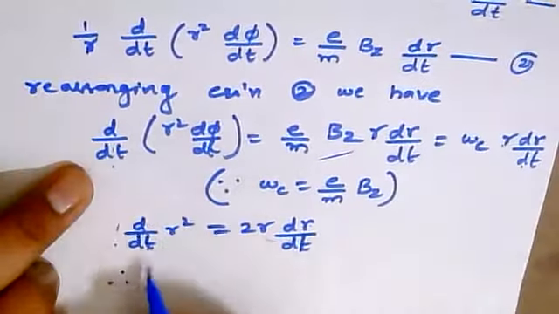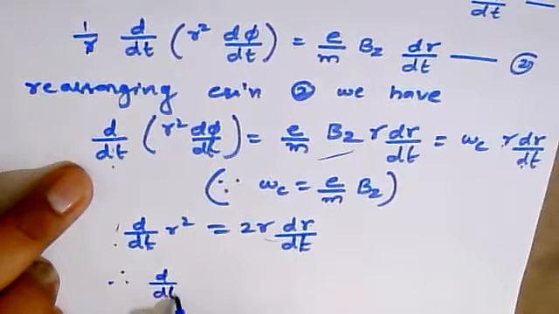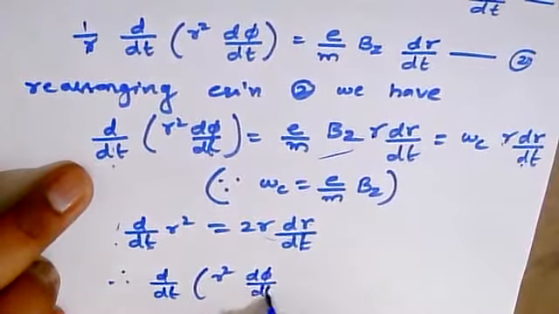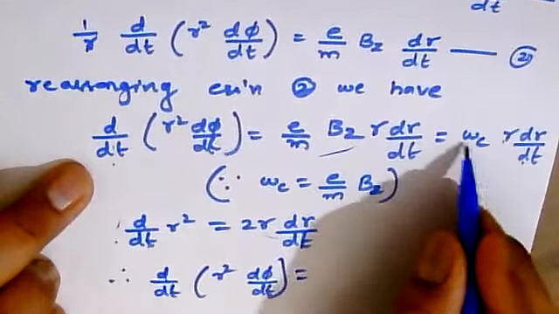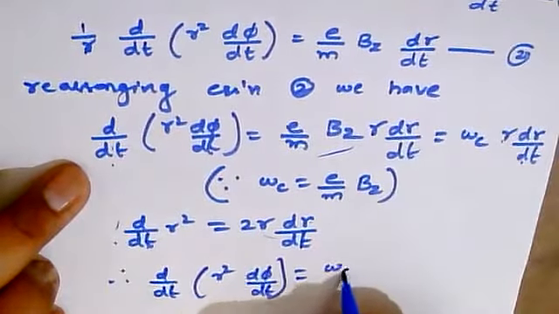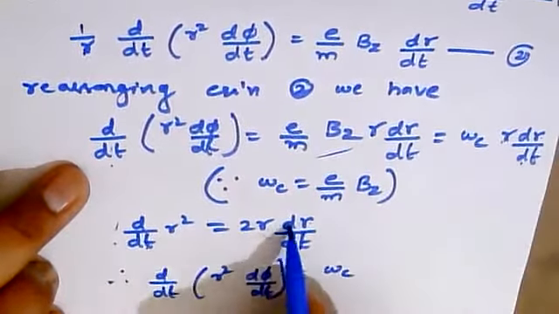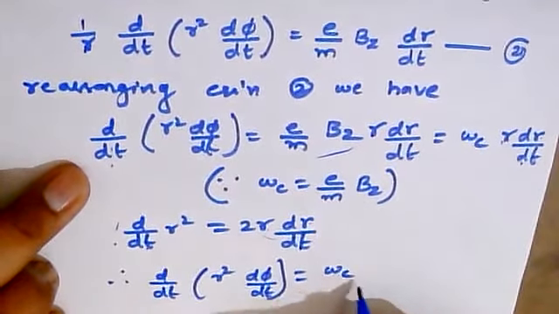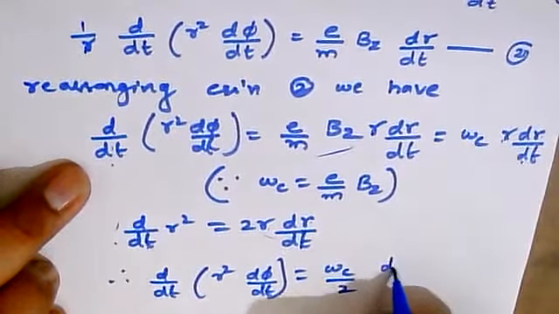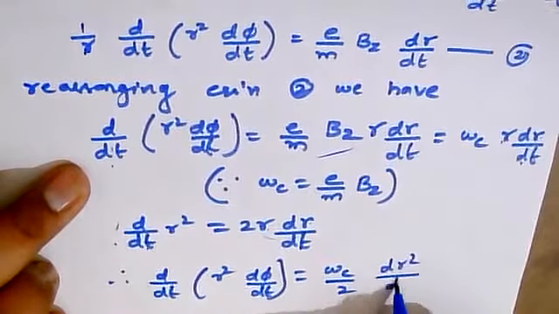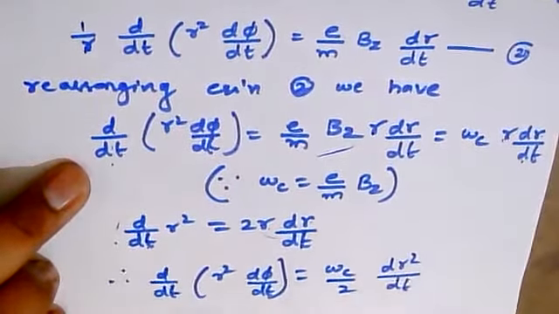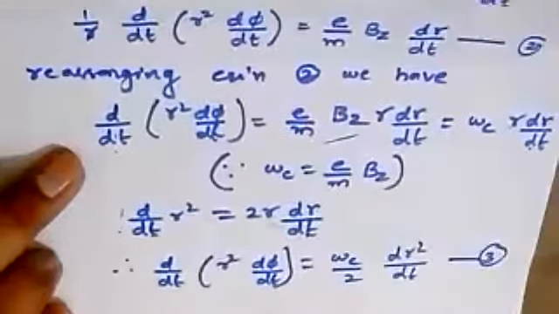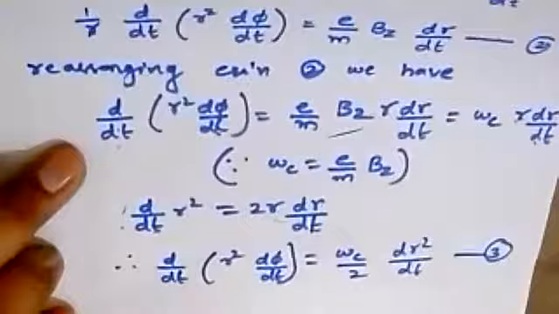That is d by dt of r square d phi by dt, which is equal to omega c times r dr by dt. R dr by dt can be written as 1 by 2, so I'm writing it here as 1 by 2 dr square by dt, d by dt of r square. So this is the standard equation which has been obtained. Now where omega c is the angular frequency.